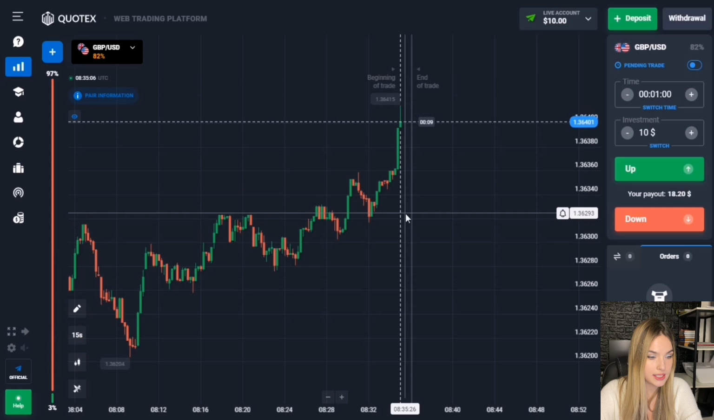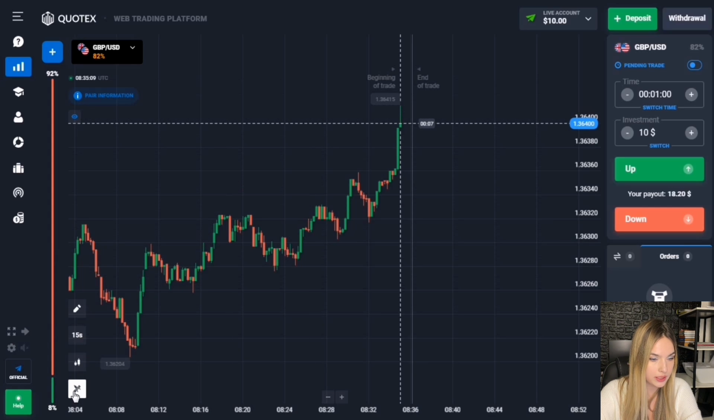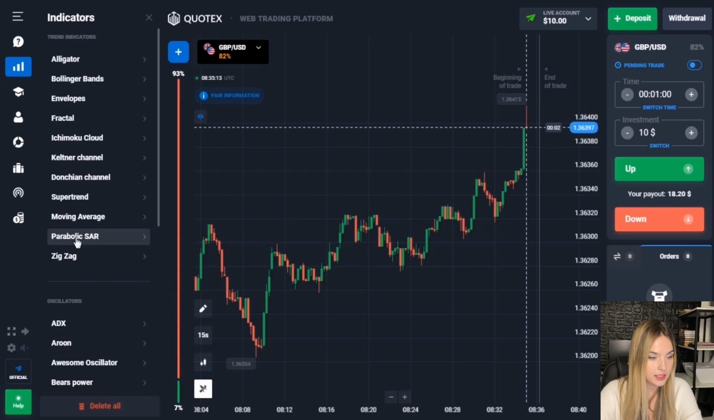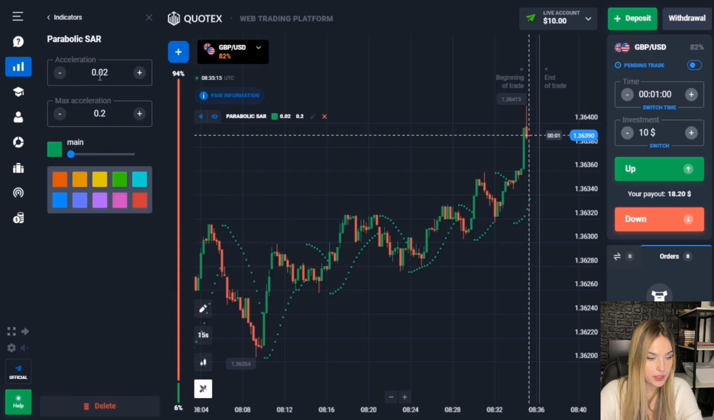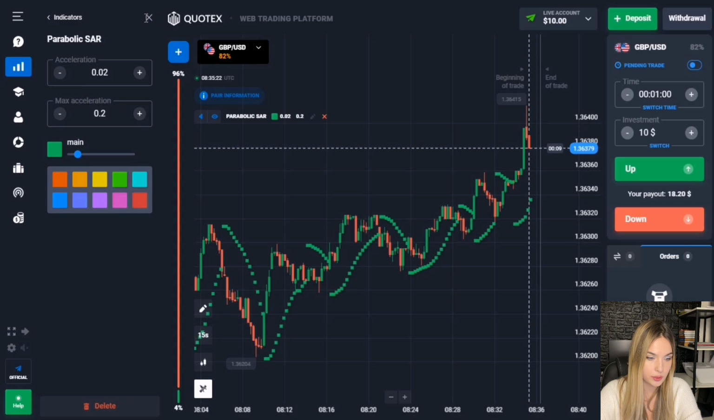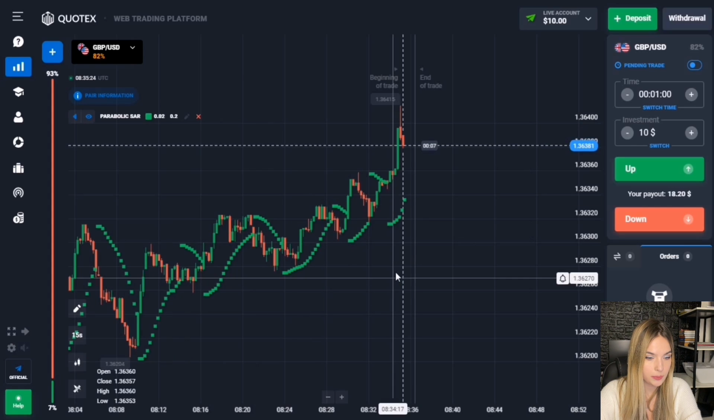In order to connect the indicator, click this button in the lower left corner. A list of indicators opens in front of us and we select Parabolic SAR from the list. We leave all the settings by default. I will only make our indicator a little larger. You can also choose any color if you wish. Thus, our indicator appears on the chart.